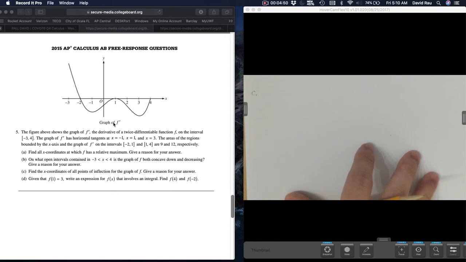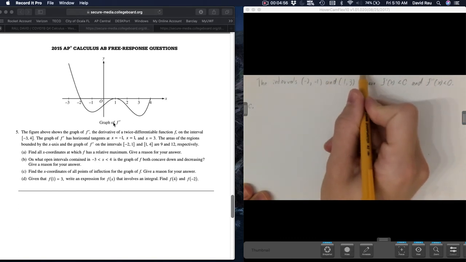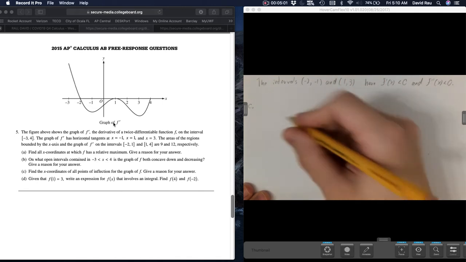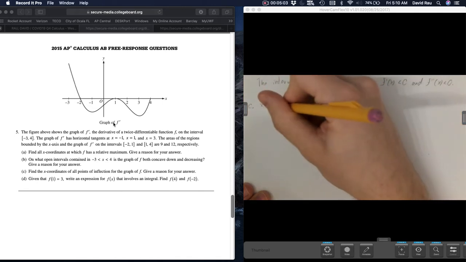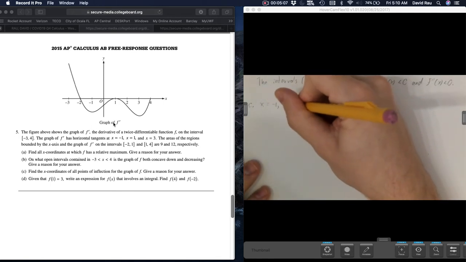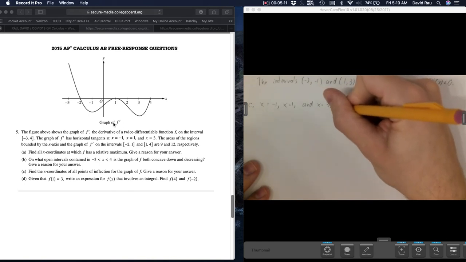Okay, speaking of which, find all the points of inflection. Well, we have them right here, here, and here, because that's where f double prime changes signs. So x equals -1, x equals 1, and x equals 3.